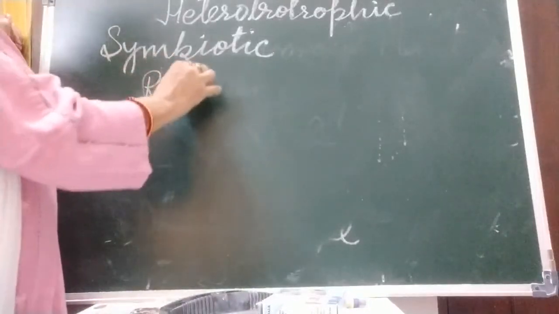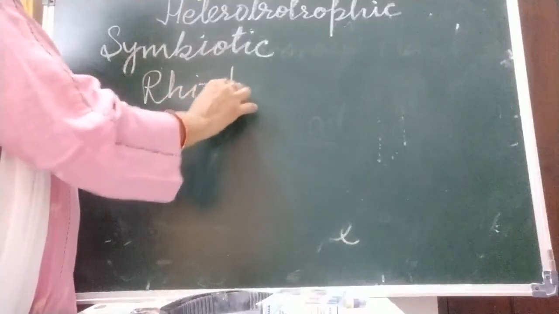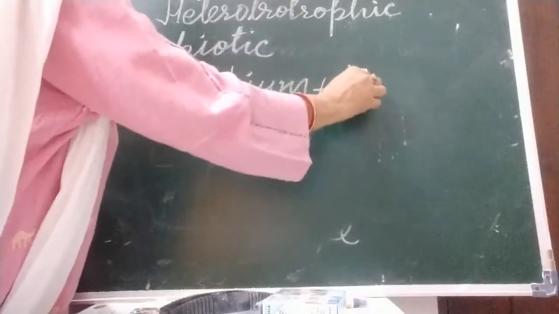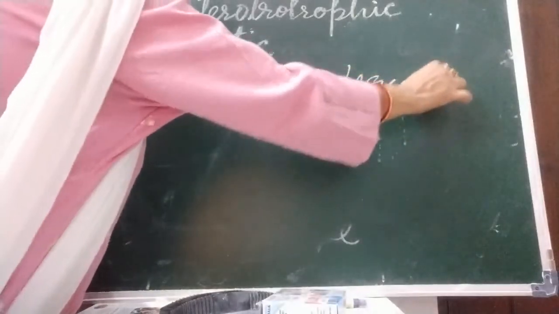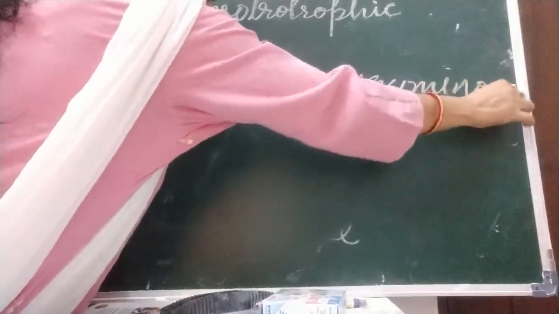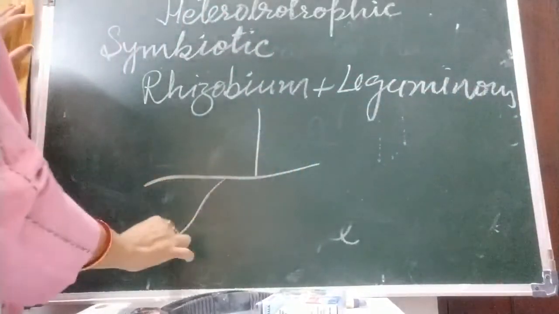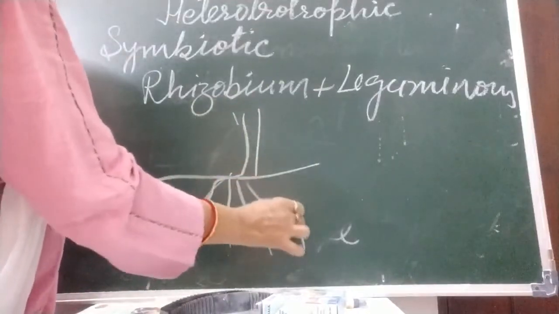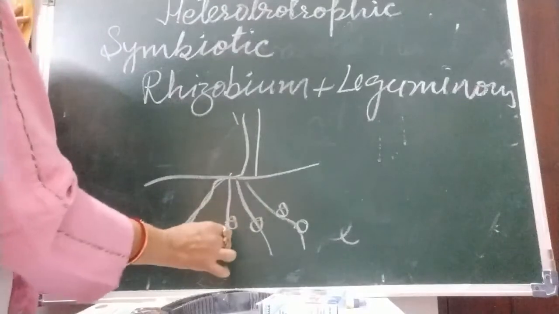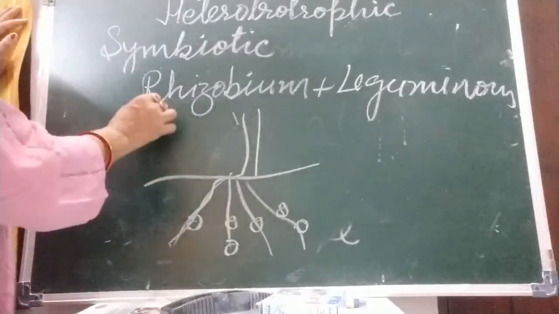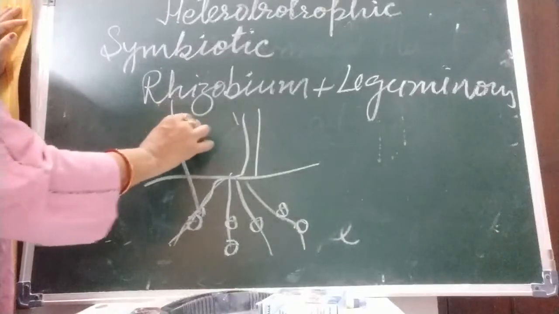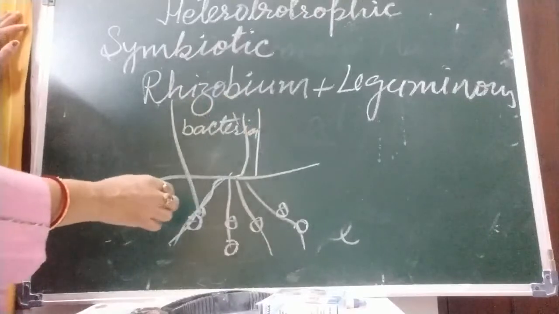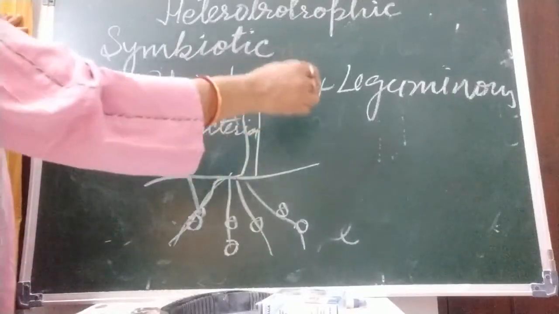Rhizobium is a bacteria. It stays in leguminous plants. Children, in a leguminous plant, the roots are there. The roots have nodules. Nodules means knot-like structures. In these knots, this rhizobium bacteria lives. This bacteria lives in root nodules of leguminous plants.